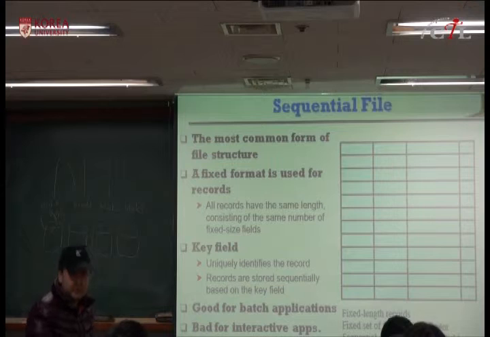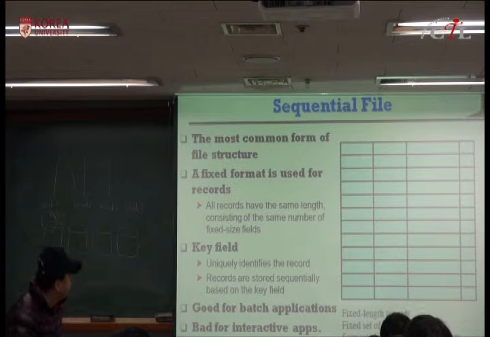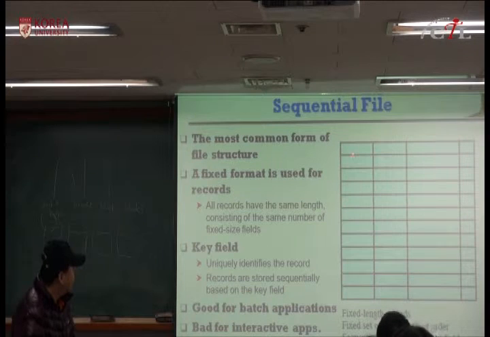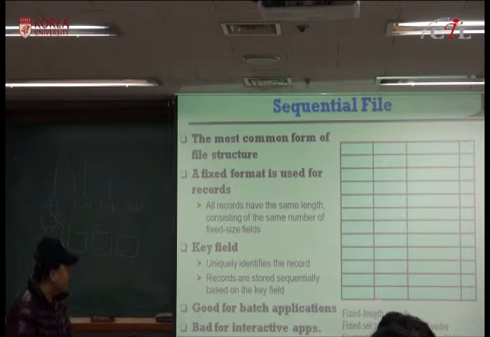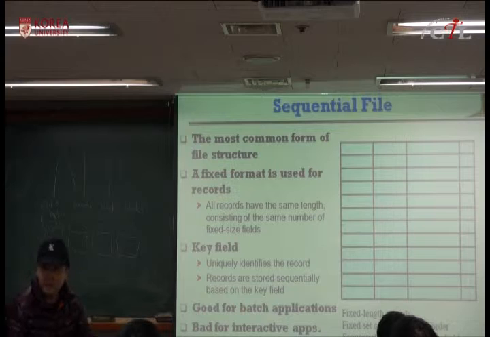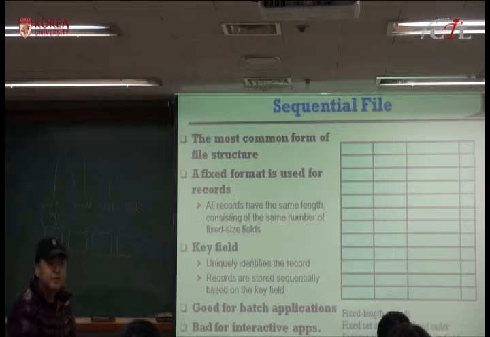The second simplest, but the most common form of file structure is a sequential file. All the records have the same length, it's fixed length record, and the same number of fixed size fields. You have a key field which identifies the record uniquely, and the records are stored sequentially based on the key field, such as maybe student ID. All the records have the same fields and same length.